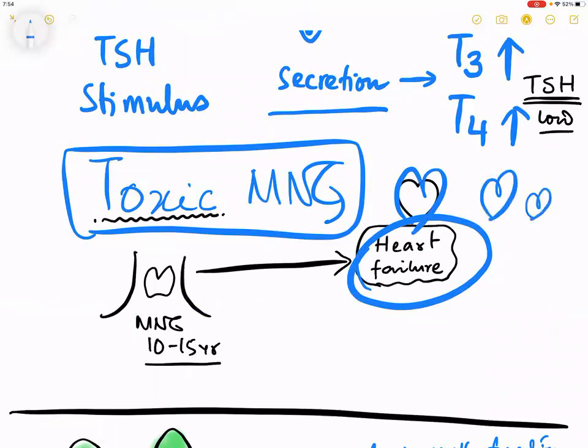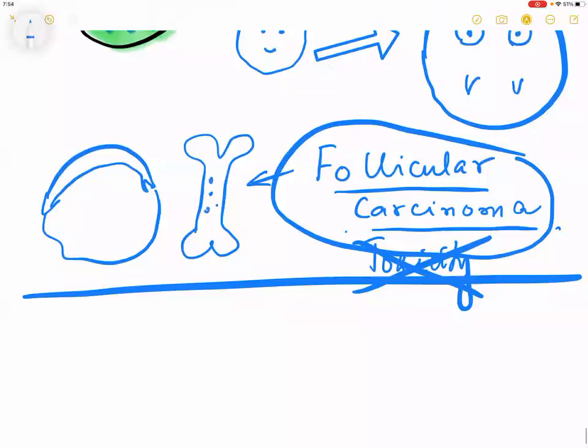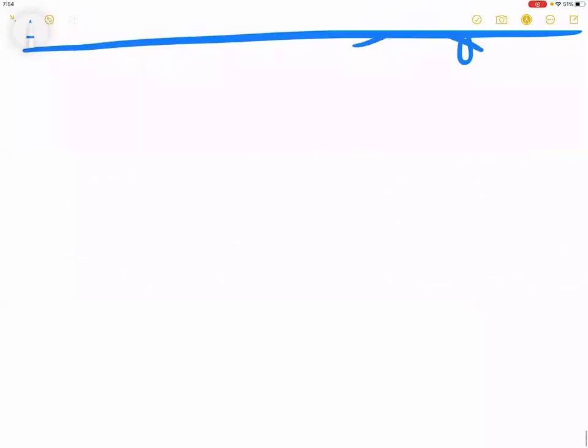With heart failure, hypermetabolism, or other signs of hypermetabolism, tremors. Cancer will present with what? Systemic symptoms, weight loss, malaise. So cancer is a different disease. Thyrotoxicosis is a different disease. So this completes this part.